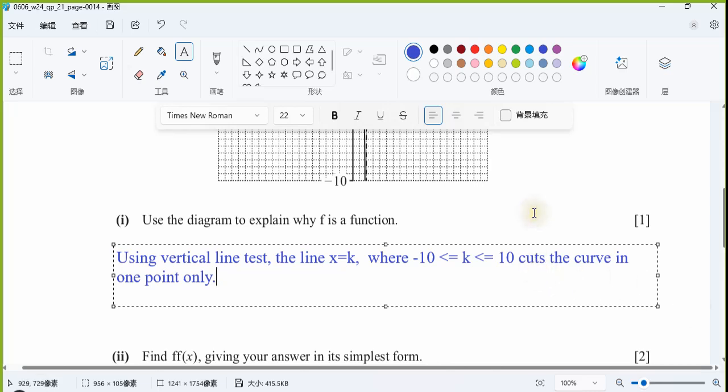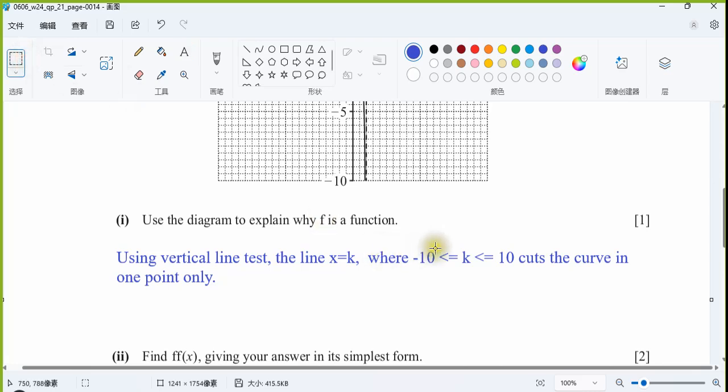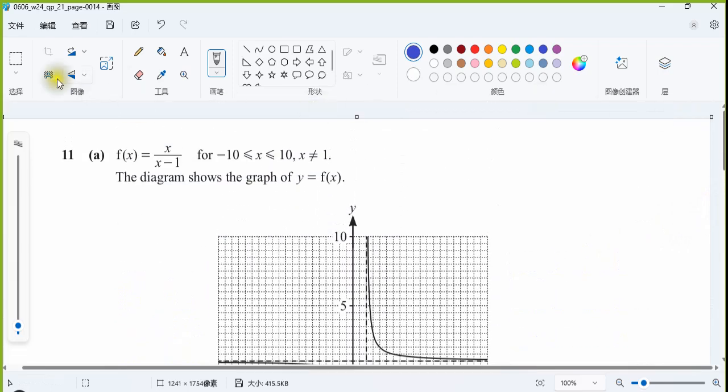Here it is less than or equal to, so this sign I changed. Okay, and then find f inverse of x. Give your answer in simplest form.